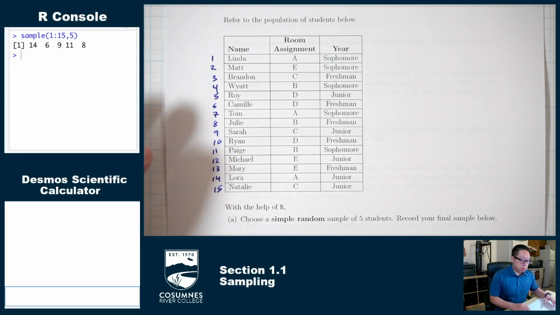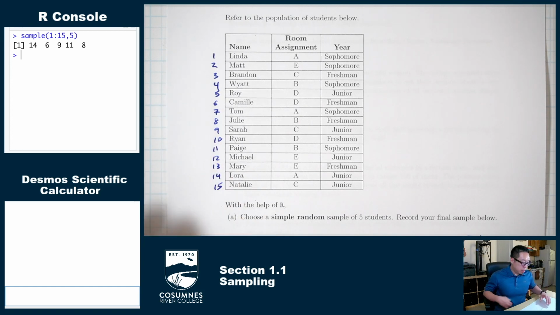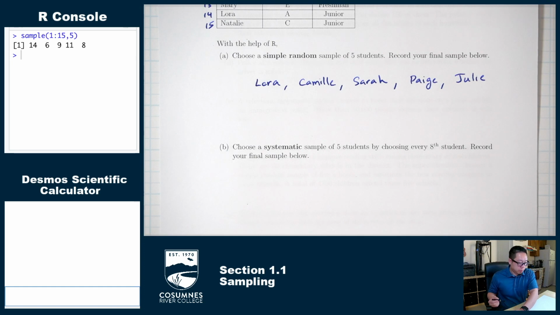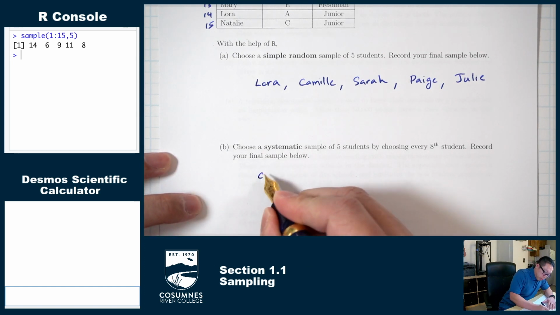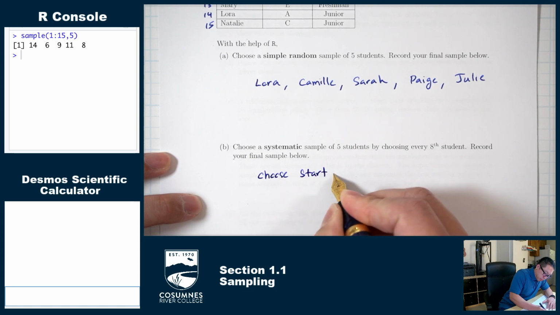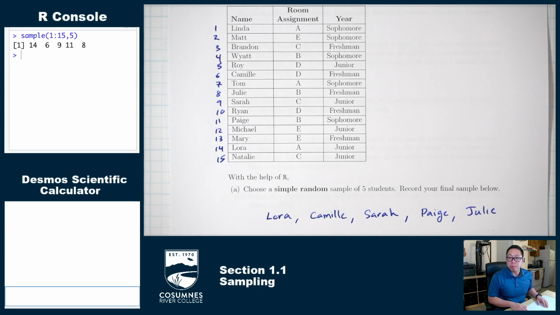Back to our student example. So let's see how we would pick a systematic sample. For a systematic sample, you're going to first start by randomly picking a starting point. So we're going to choose to start. And what I need to do is pick one person as my starting point.